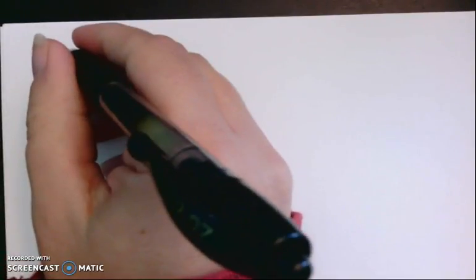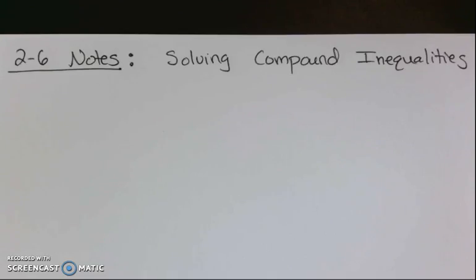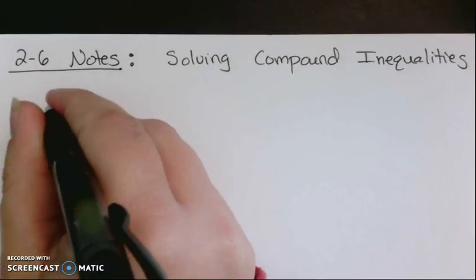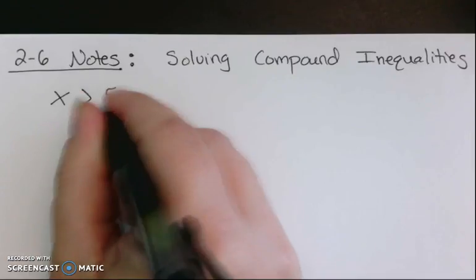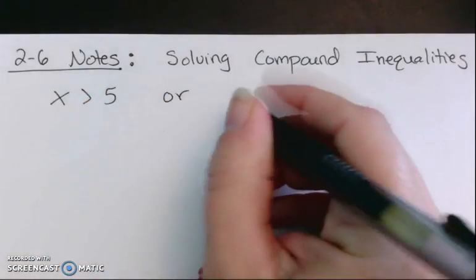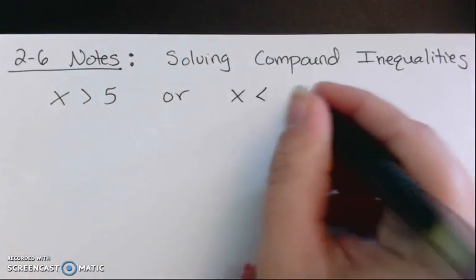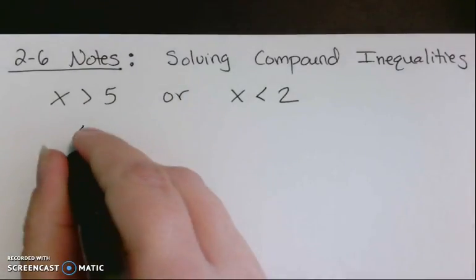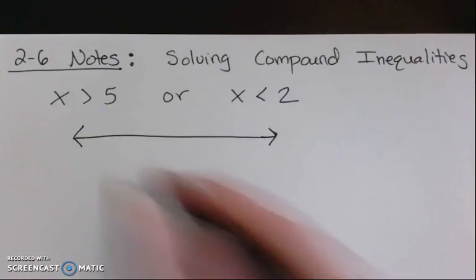Let's get our title on there. There are two types. Start with the first type using the word or. If I have x is greater than 5 or x is less than 2, let's draw our number line. This problem would go on the same number line.